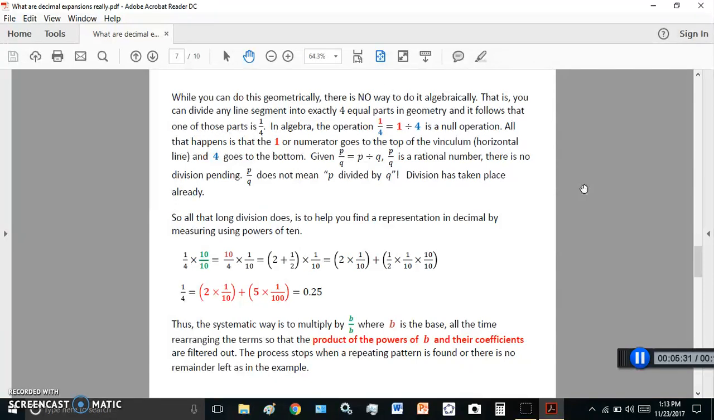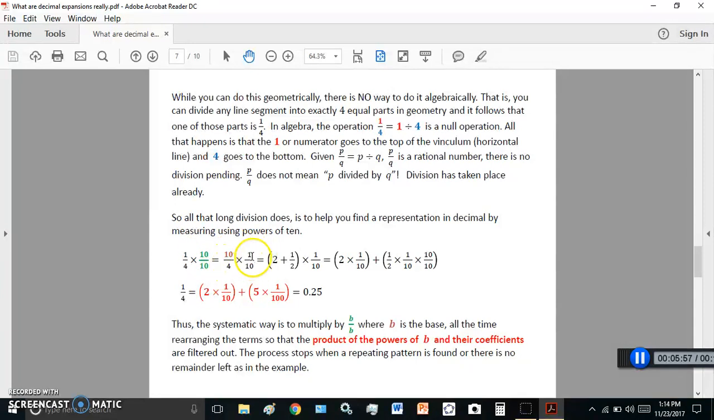P vinculum Q does not mean P divided by Q. Division has taken place already. So all that long division helps us to do is to find a representation in decimal by measuring using powers of 10. And so you simply multiply whatever your number is by the base number over the base number. You're not changing anything there because that's equal to 1.